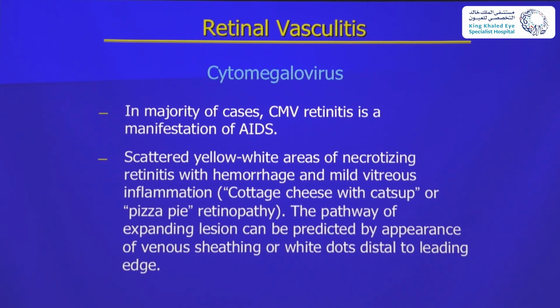Cytomegalovirus is an important cause of retinal vasculitis, and the majority of these patients are manifestations of AIDS. So you can have cytomegalovirus retinal vasculitis associated with CMV retinitis.